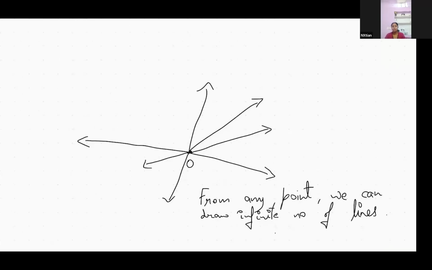So now suppose I have a plane. Okay. Suppose I have a plane.